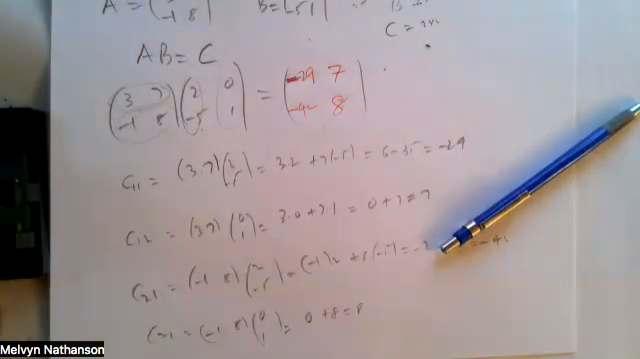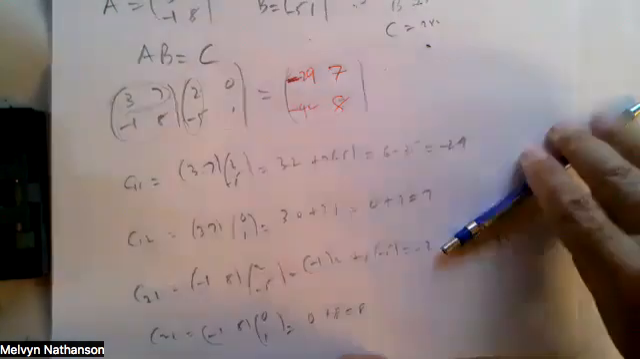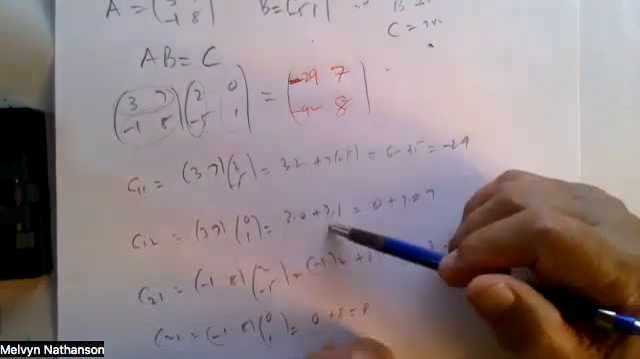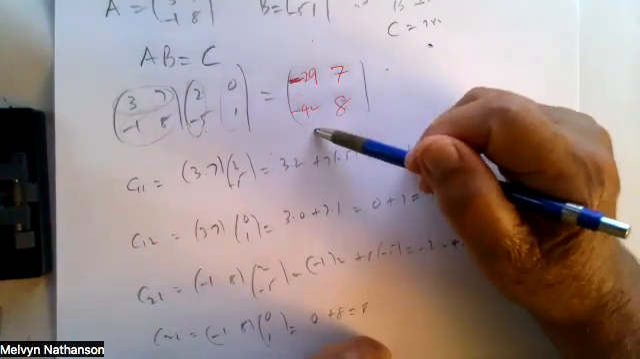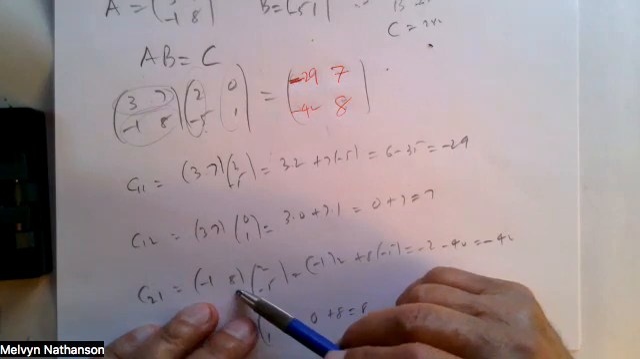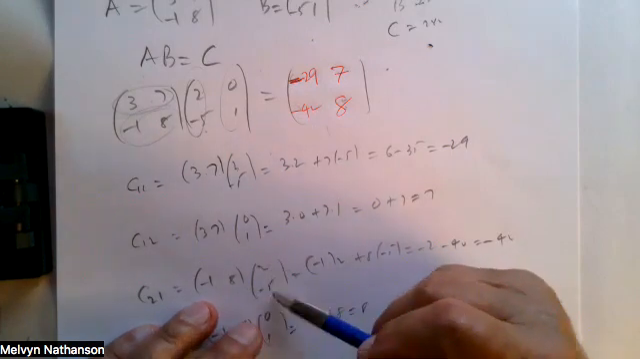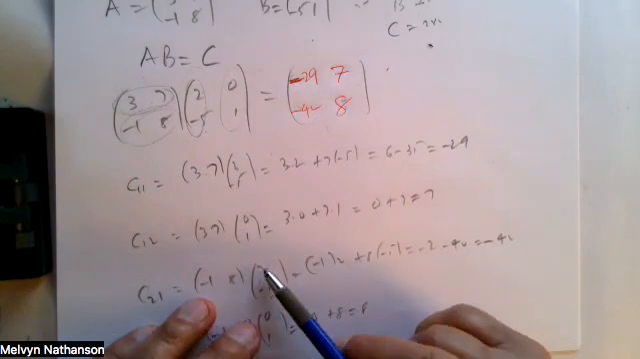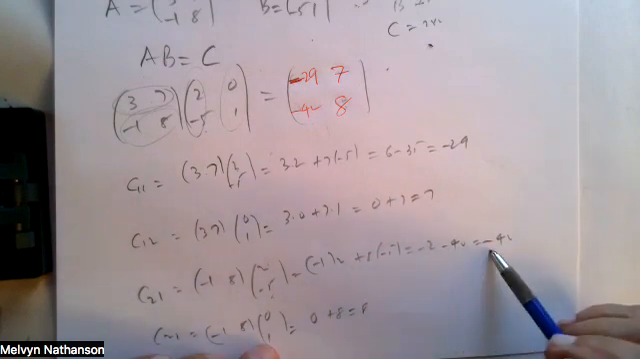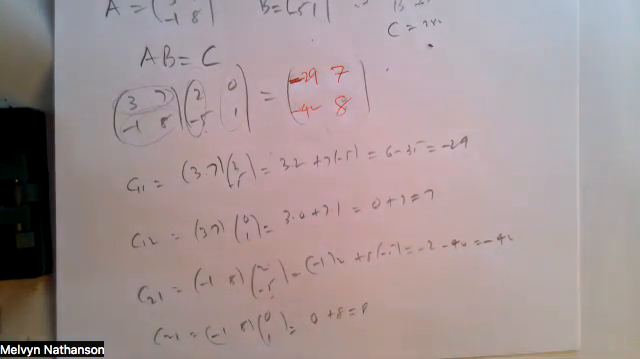Professor? Yes. For C21, I think you got the answer minus 42. It's not 42, isn't it? Minus 38. Let's see. C21. So it's second row, minus 1, 8, times 2, minus 5. So that's minus 2 minus 40. Oh, okay, minus 42. Okay, I see. It's minus 40. Okay.